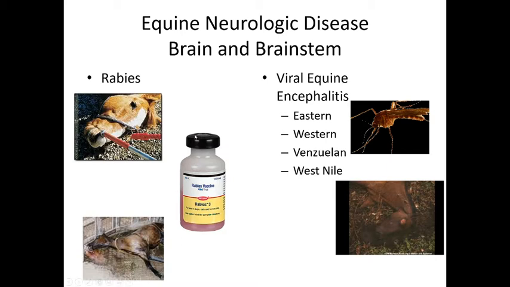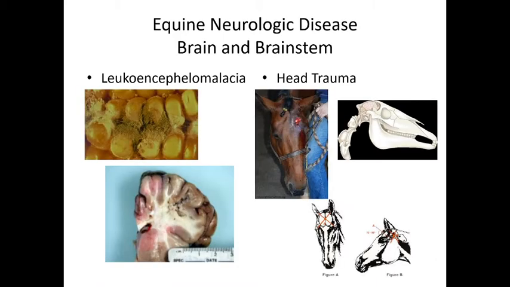Mosquitoes are the ones that carry this disease. So mosquitoes are nasty and they carry lots of diseases. So viral equine encephalitis, Eastern, Western, Venezuelan, West Nile. Those are common core vaccines that we can vaccinate against yearly. All right, some other things.